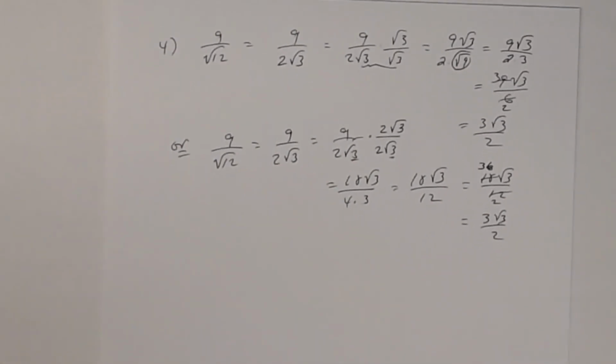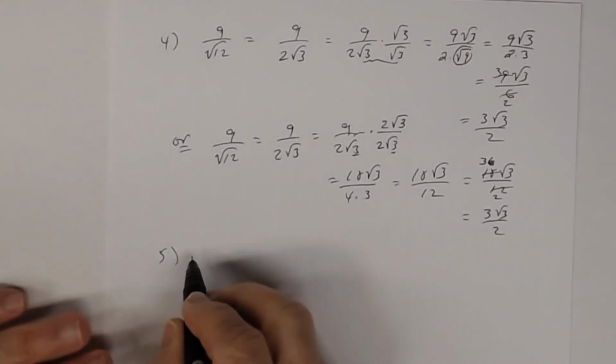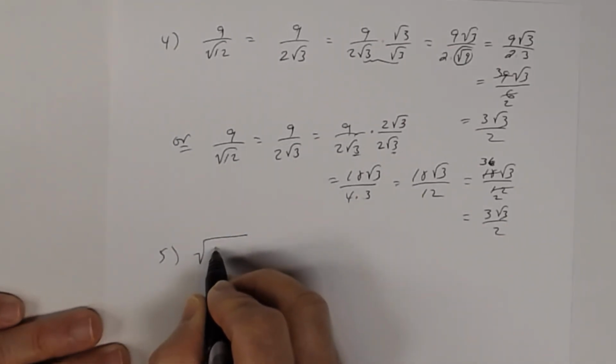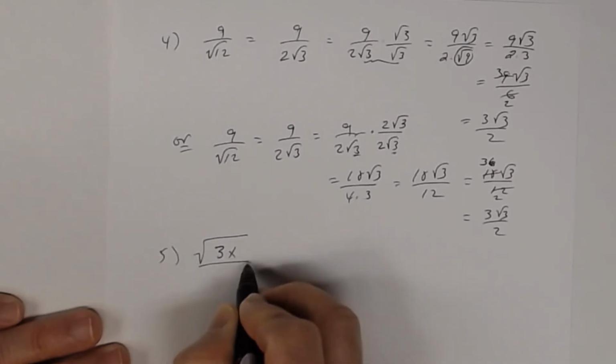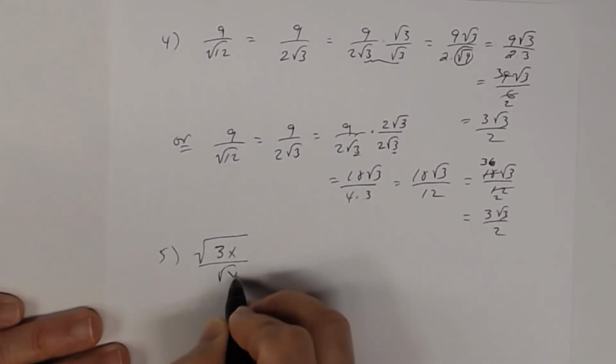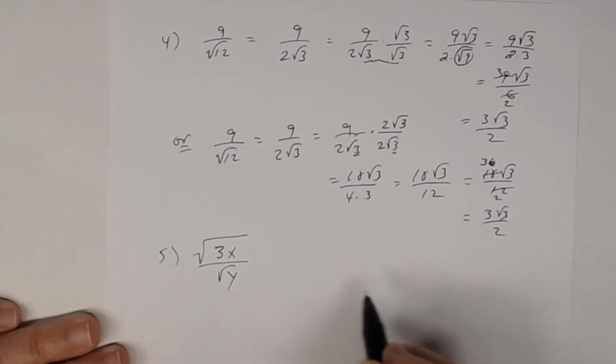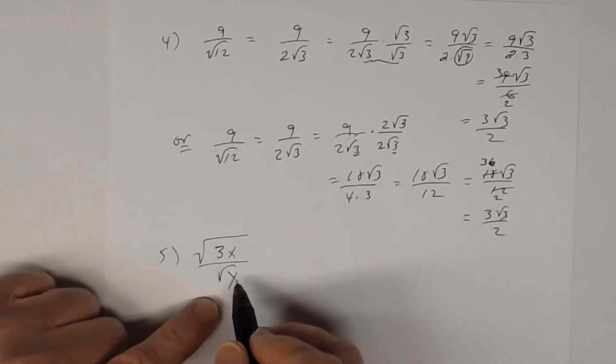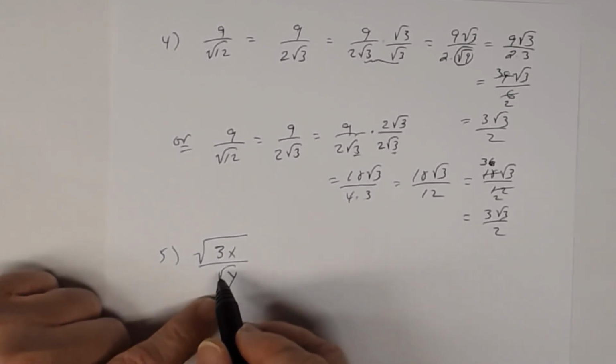Now look at number 5. So number 5, we have the square root of 3x divided by the square root of y. Okay? And so this time we have a variable. It's okay. I want to get rid of that square root.